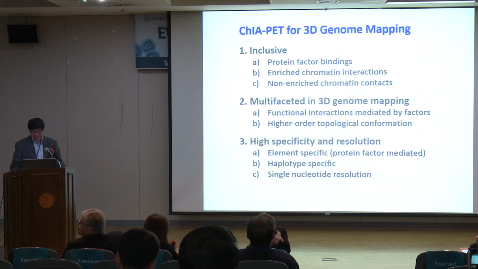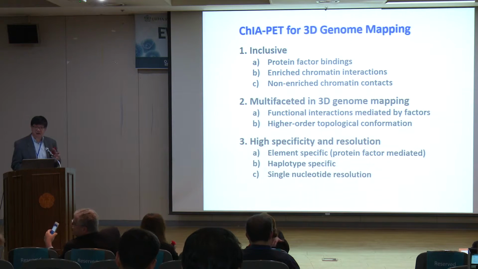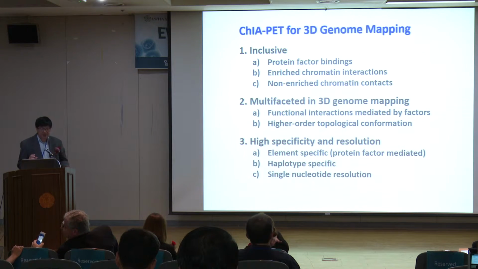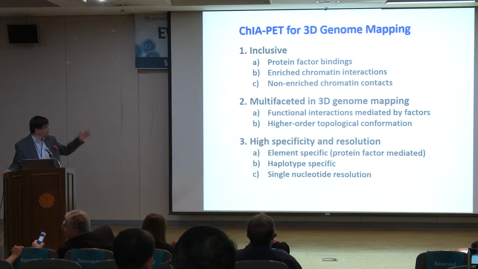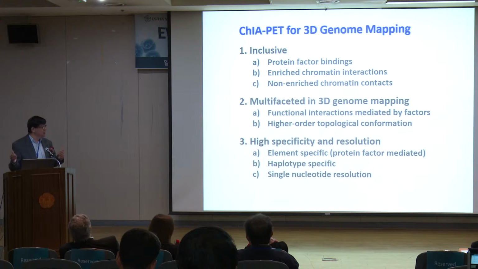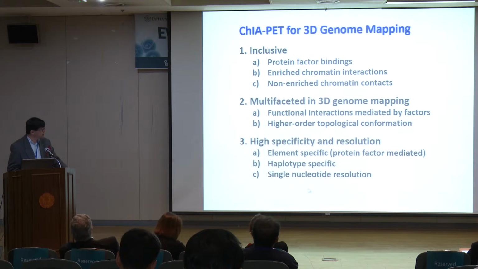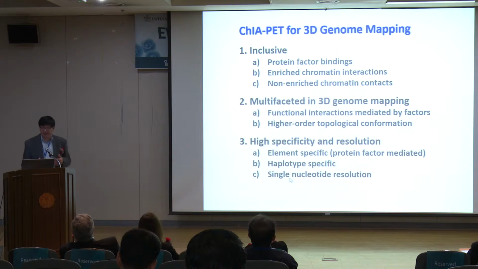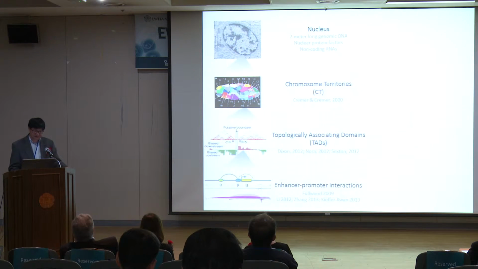So therefore, in conclusion, we see that ChIA-PET is an ideal method for 3D genome mapping. It is because it is more inclusive, and it produces multifaceted data from which you can predict refined structure as well as high-order chromatin interactions. More specifically, it provides high specificity, with haplotype specificity and nucleotide resolution, which I will give you more details about later on.